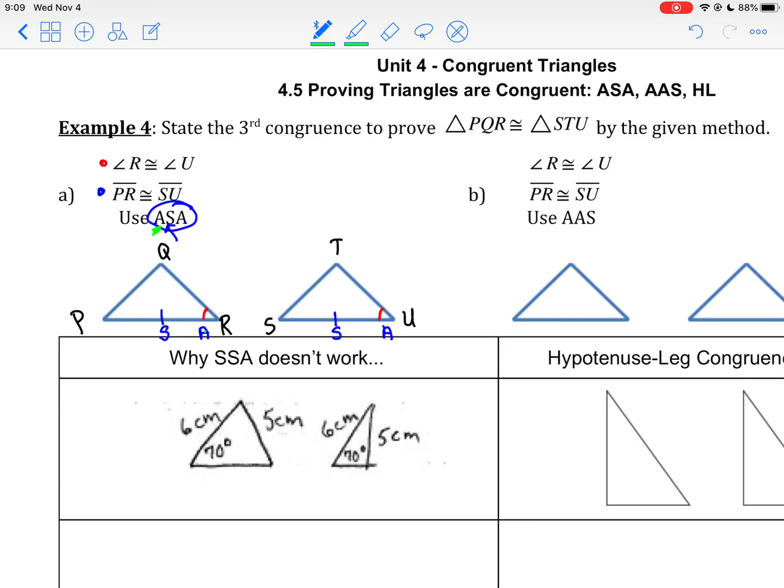So in order to go angle, side, angle, I need angle P in the first triangle. And then if I go angle, side, angle, I need angle S in the second one. So the third statement that I need is that angle P is congruent to angle S. So that'll finish off angle, side, angle for me.